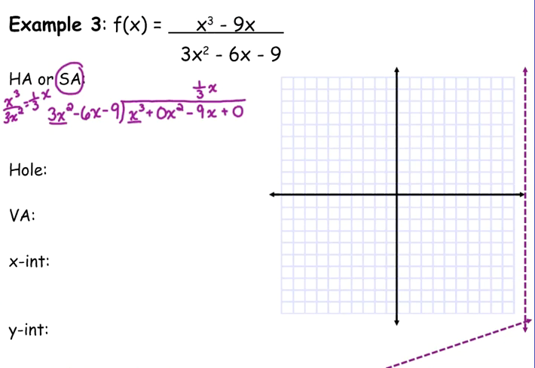Then we take this 1/3 x and we multiply it by all 3 of the terms of our divisor. So 1/3 x times 3x squared is x cubed. That's what's supposed to happen. 1/3 x times -6x is -2x squared. And 1/3 x times -9 is -3x.